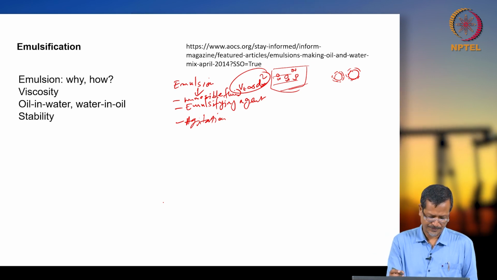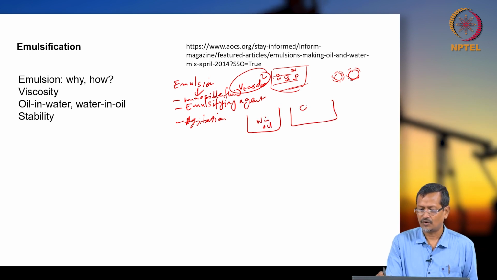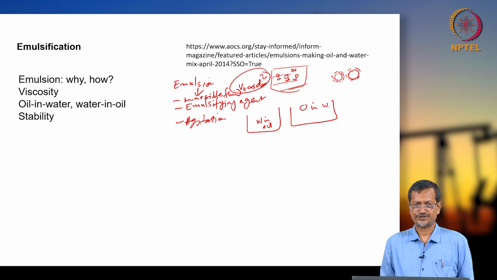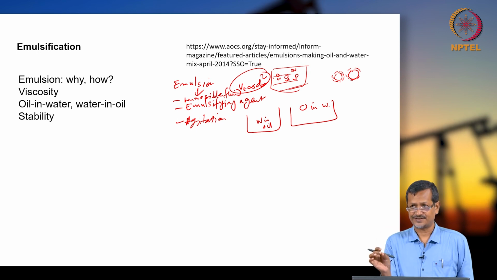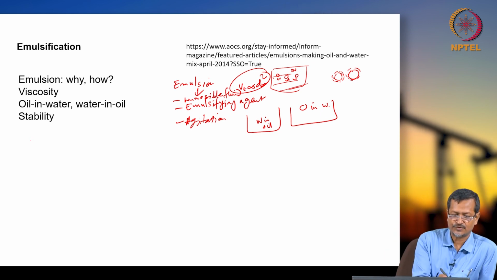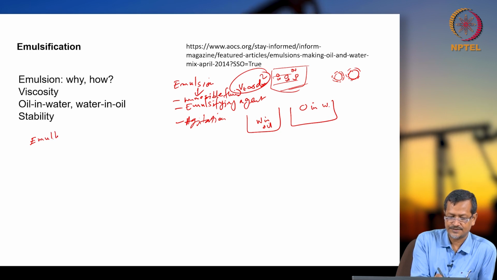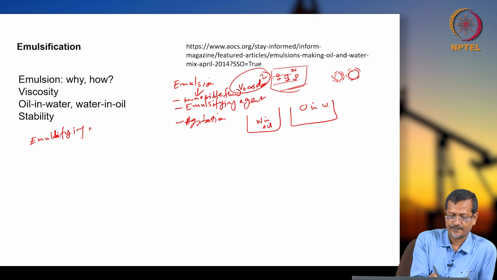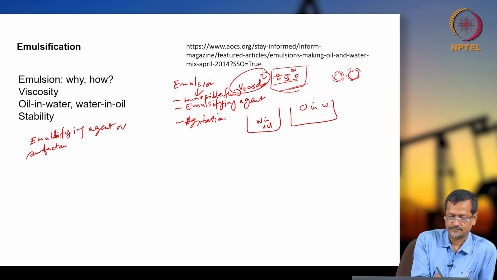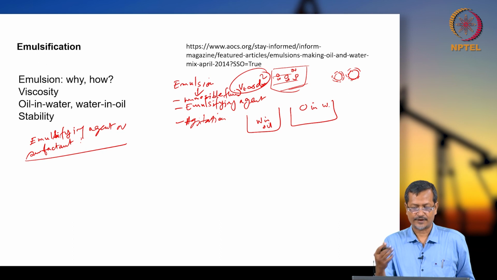So, two types of emulsion will be there: water in oil or oil in water, okay. Whenever you are creating an emulsion, you need one emulsifying agent. Normally they are called surfactants, okay. So, emulsification will be happening because you have the emulsifying agent or surfactant, okay. So, if you have surfactant, then it will not allow bigger particles to be made.